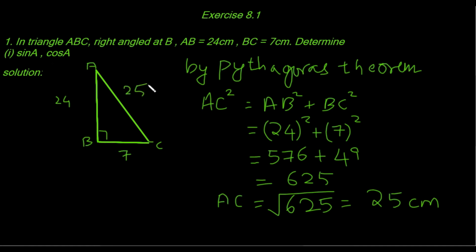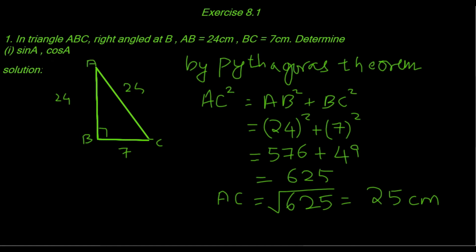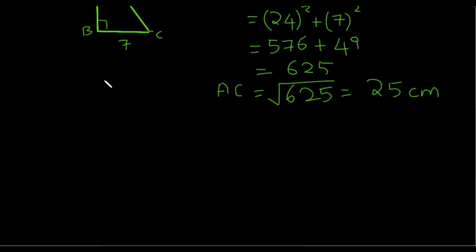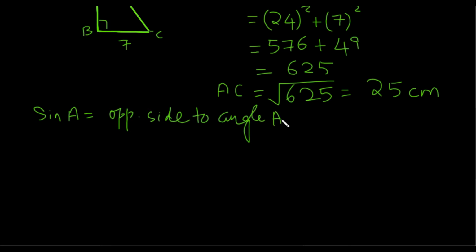25 centimeters. Now according to the question, we have to find sine A and cos A, where A is situated in the diagram right here. So with respect to angle A, we have to find all these trigonometric ratios. So let's start. Sine A is equal to the opposite side to angle A divided by the hypotenuse side, which is AC.